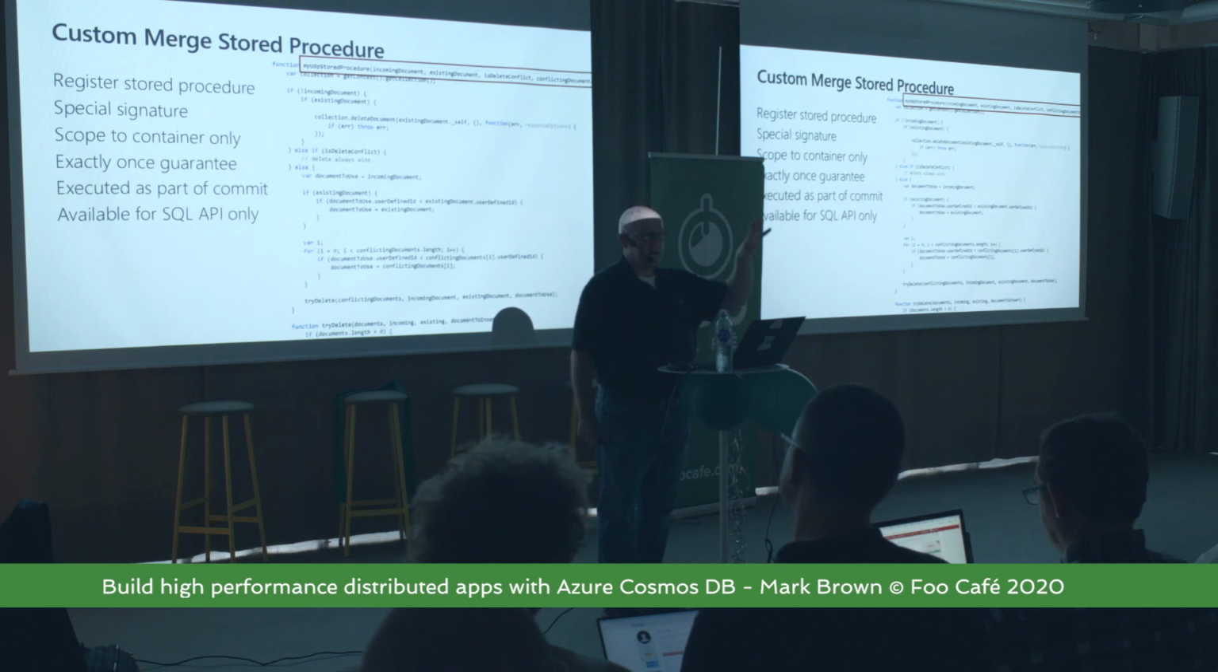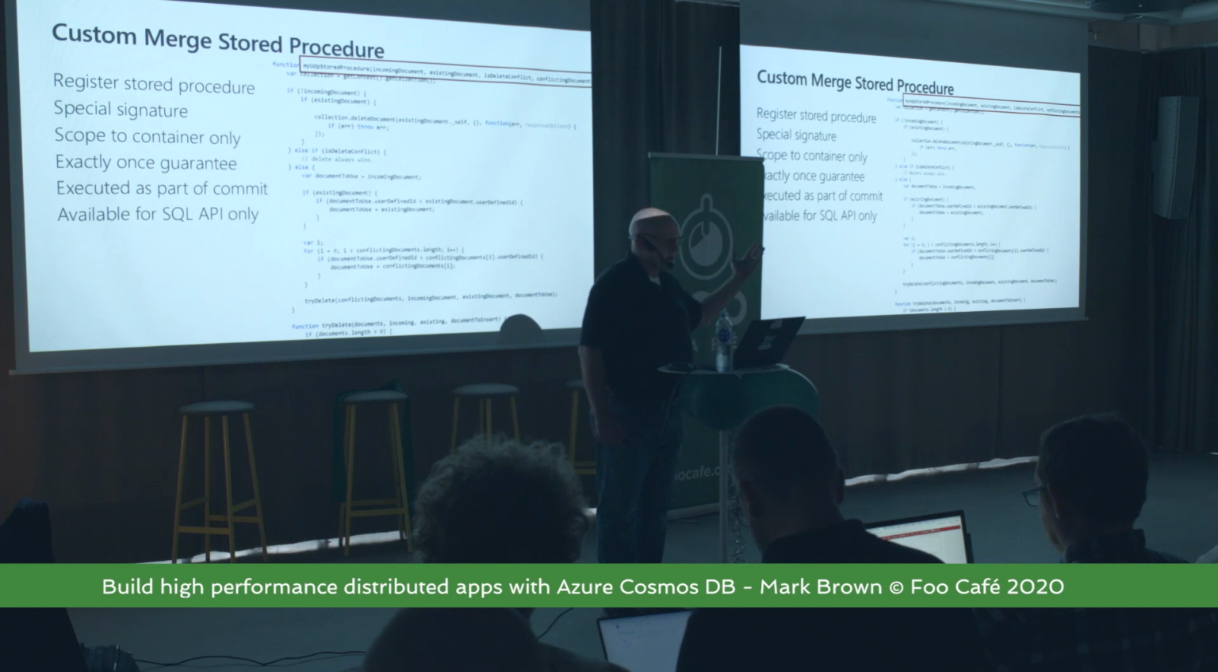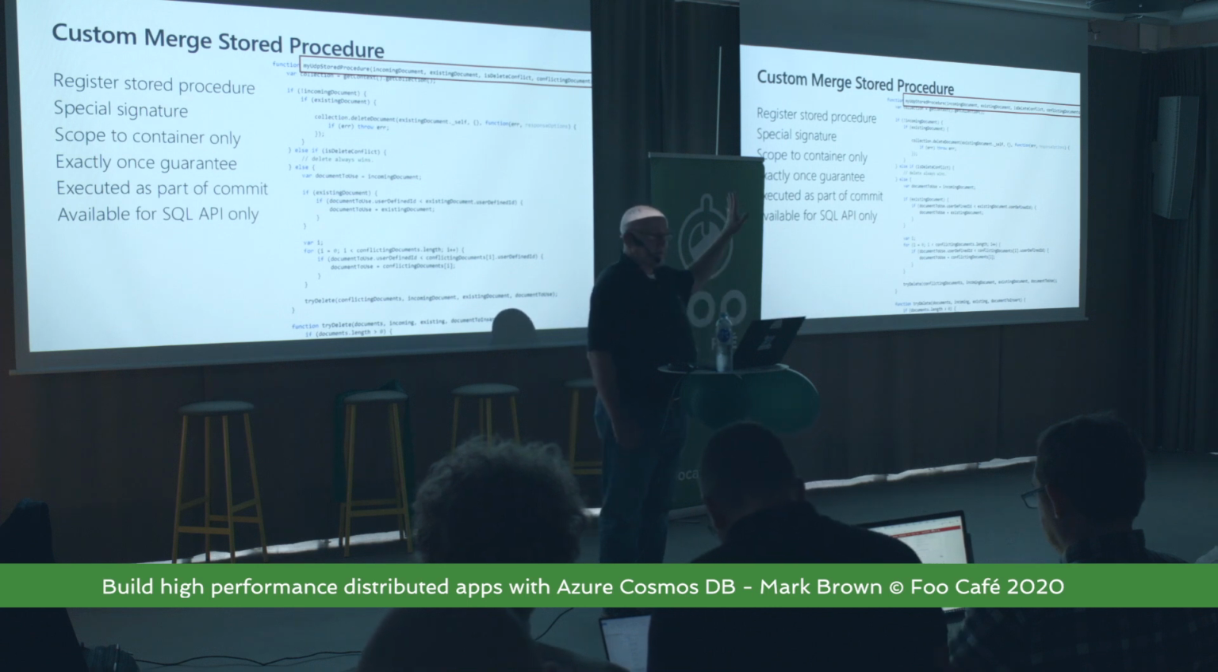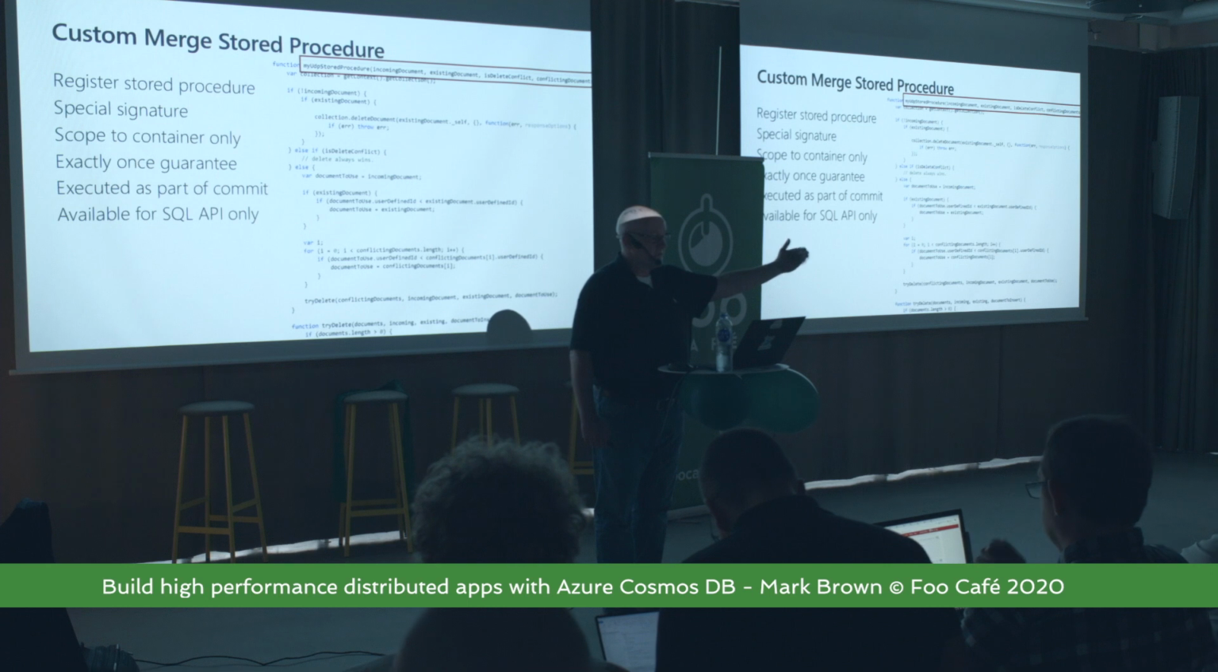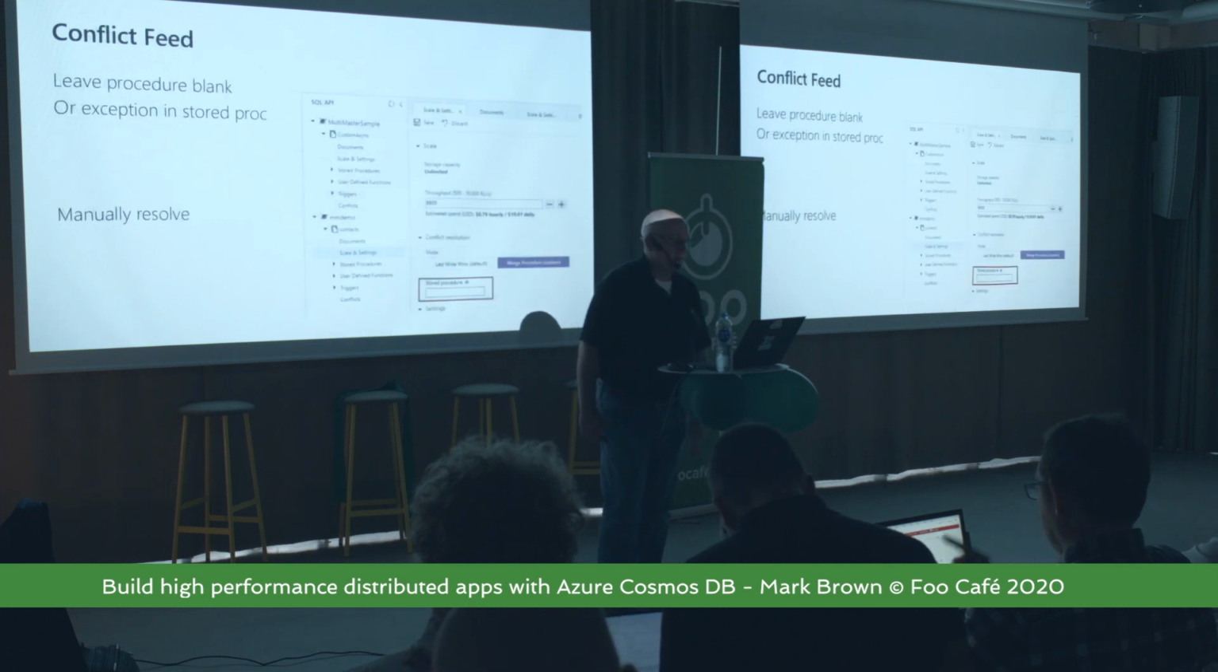So these are scoped to a single partition key. Anything within Cosmos, you have to think in terms of logical partitions, including these. There's an exactly once guarantee, so we'll run it, promise you, exactly one time, and it's executed as part of the commit that happens. If an error gets thrown inside of here, we will just write the conflict to your conflict feed. And this is only available for our SQL API.